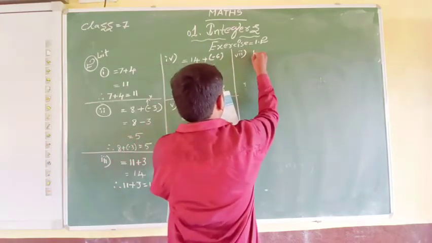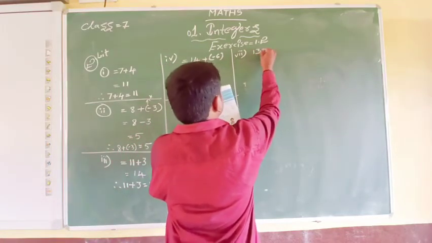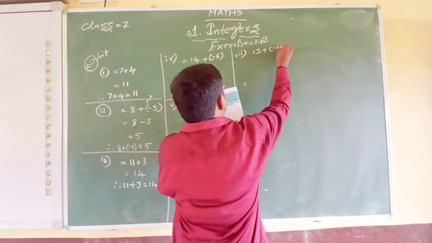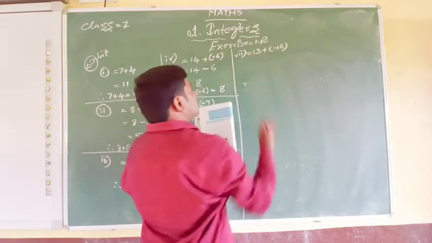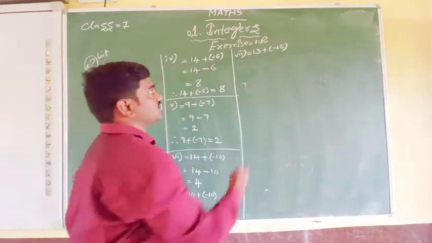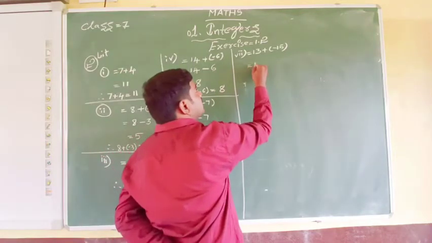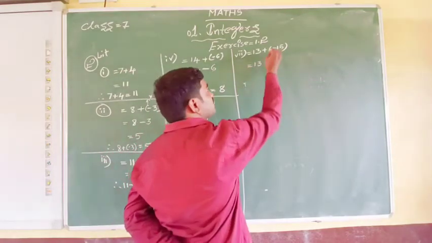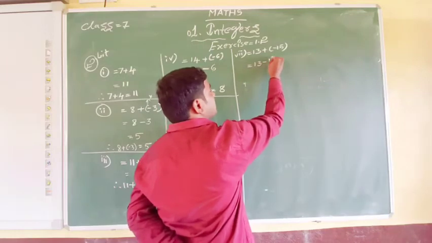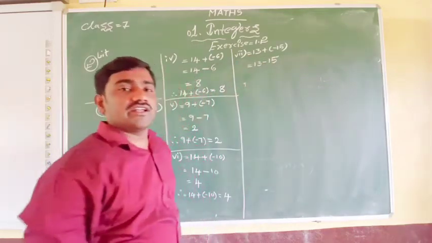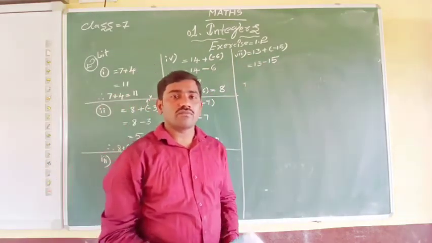13 plus half minus 15. 13 plus half minus 15. Listen very carefully now. 13 plus into minus is minus 15. From 13, can you subtract the 15 now?